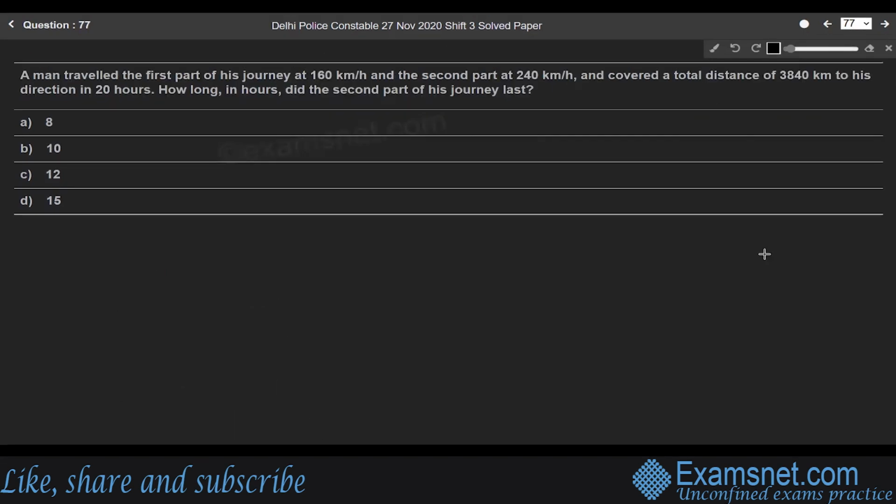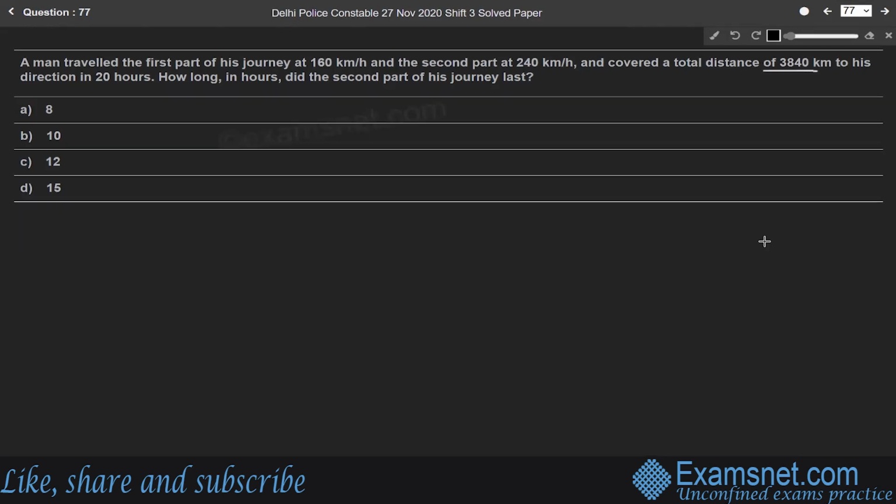Question 77. A man traveled the first part of his journey at 160 km per hour speed and the second part at 240 km per hour, and covered a total distance of 3,840 kilometers in 20 hours. How long in hours did the second part of his journey last? So here given.